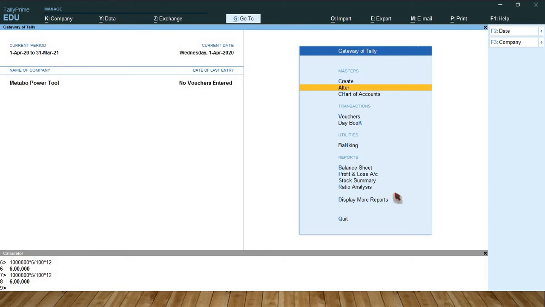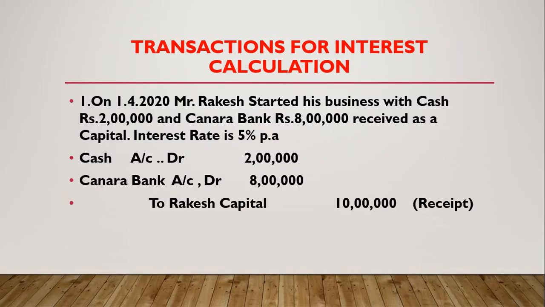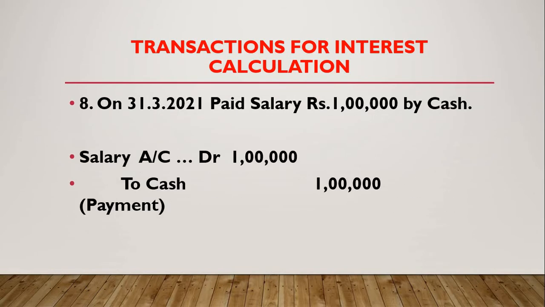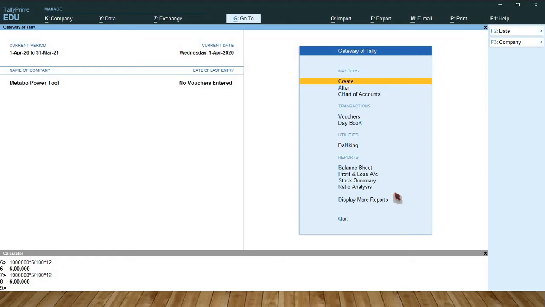So now select create and create the ledger accounts. These are the 8 transactions. You have to create all these transaction ledger accounts I listed here. Okay. So Canara Bank, that is your current account bank.